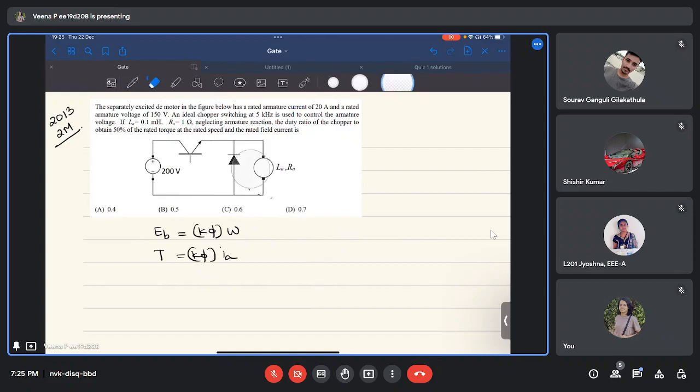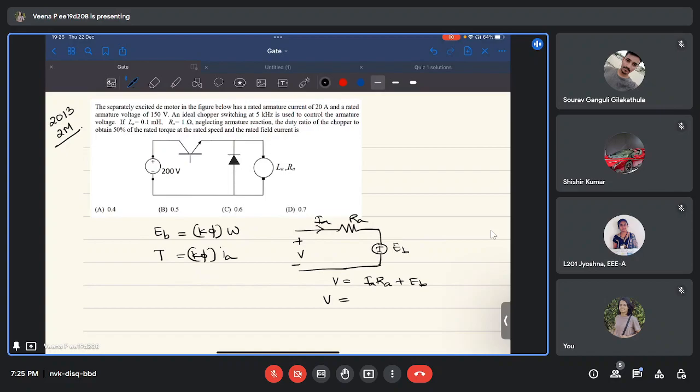So now, for a DC motor, we know that when you apply a voltage, there will be a drop in the resistance, under steady state I am talking. So this is the back EMF, and this is the current IA and this is the armature resistance RA. Let it be a shunt or separately excited machine. Here you apply KVL: V is IA RA plus EB. V is actually armature voltage VA.